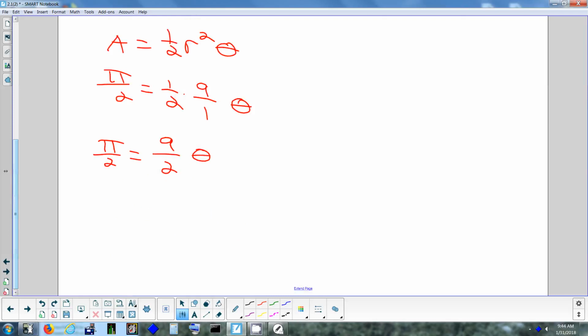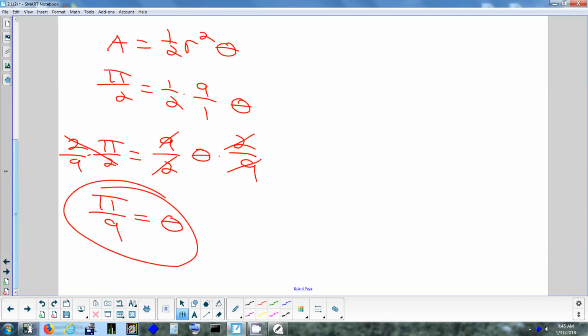And then all I have to do is multiply each side by what, to get rid of the 9 over 2? 2 over 9. I don't have to think about dividing by 4.5, that's going to be really hard to do without a calculator. So times 2 over 9, and the 2's cancel. So I'm left with pi over 9. What's pi over 9? What did I just find in this problem? I found theta, the angle. So my units on pi over 9 would be radians. Do I have to write that? No.